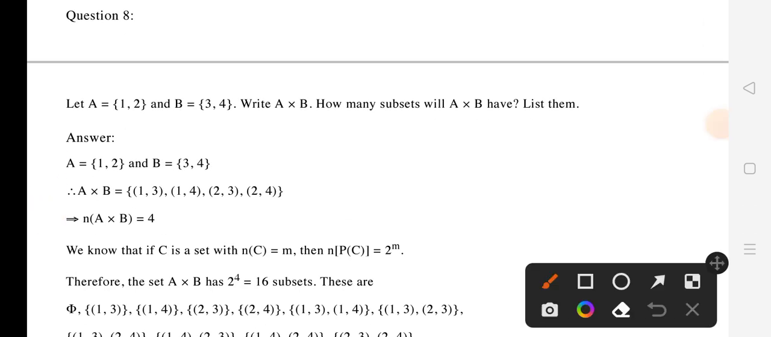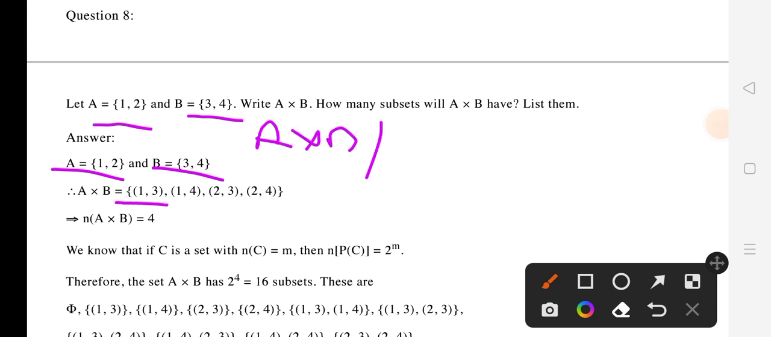Next, question number 8: if A is equal to {1, 2} and B equal to {3, 4}, you have to write A cross B. How many subsets will A cross B have? List them. So A has elements 1, 2, B has elements 3, 4. So the total elements of A cross B, you can look: (1,3), (1,4), (2,3), (2,4). The number of elements in A cross B is 4.